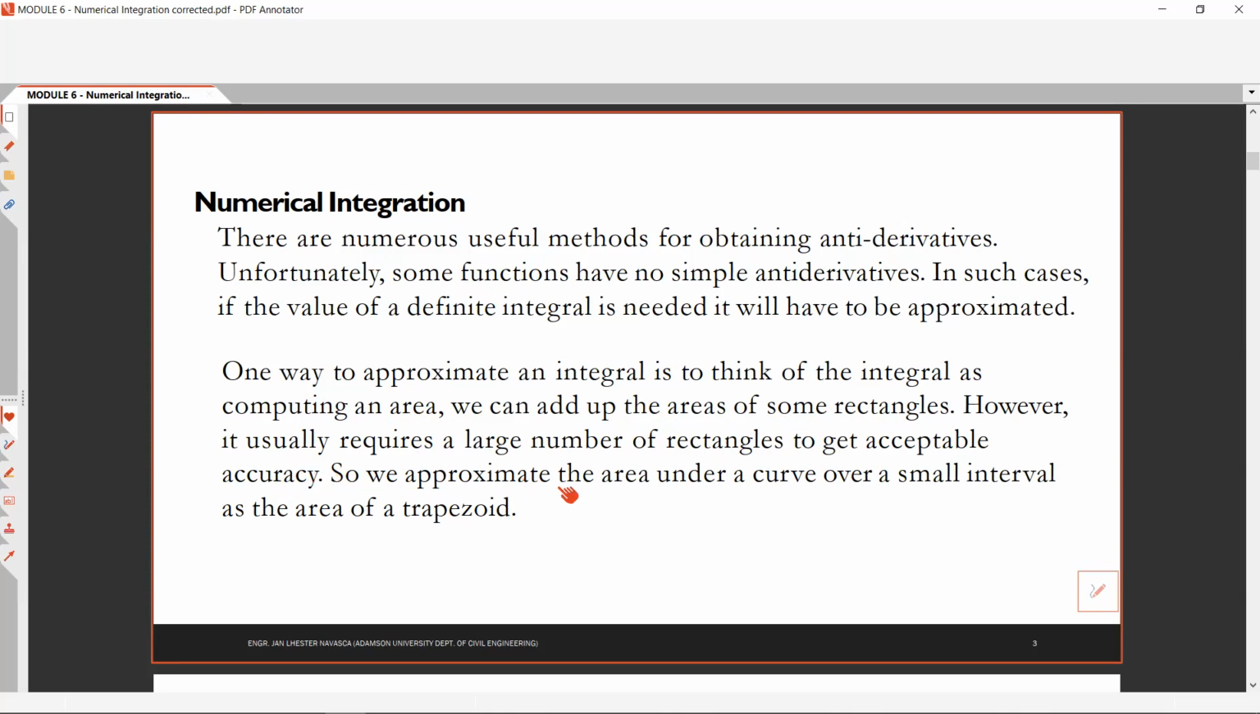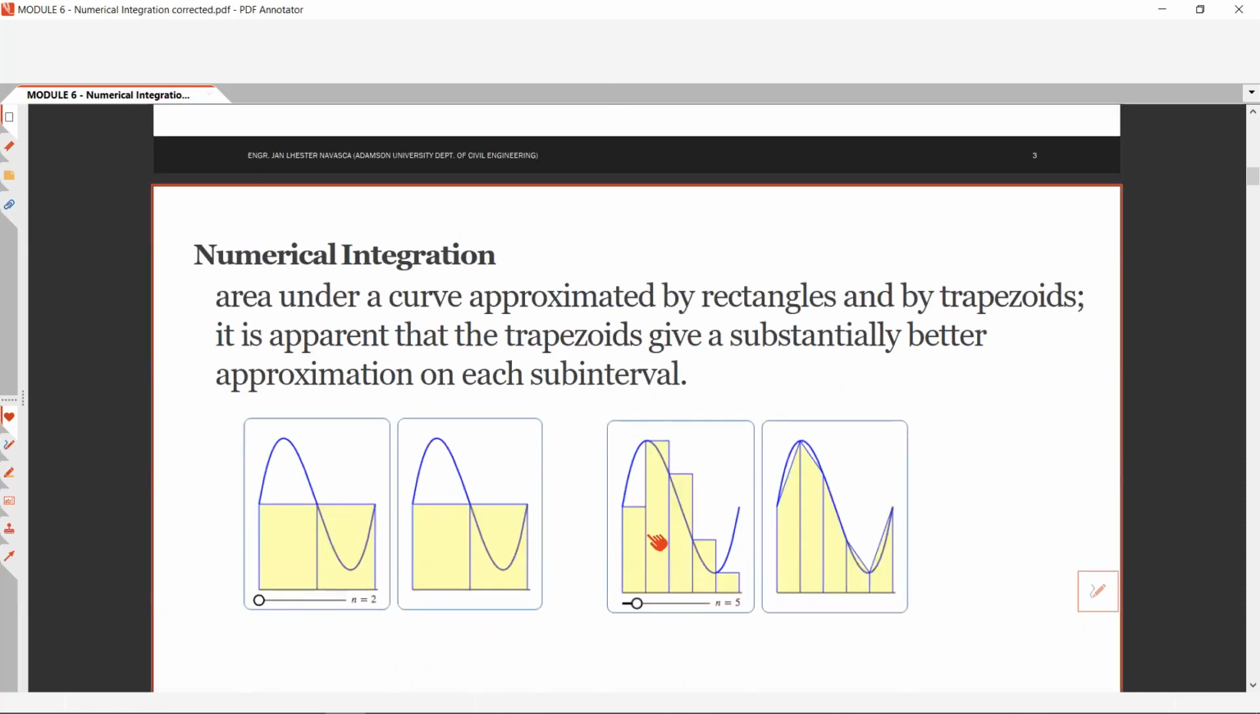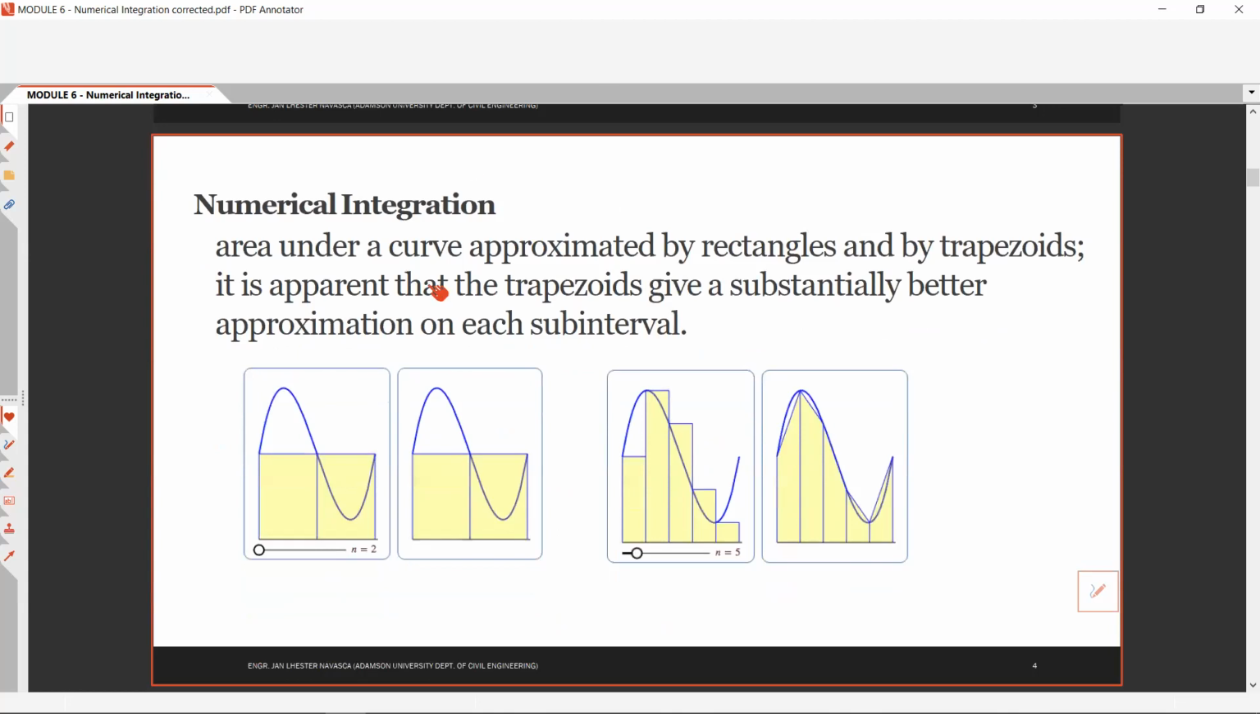So we approximate the area under a curve over a small interval as the area of a trapezoid. Okay. Sige. So for example, we have this area function. Okay? We have this function. Yan, function natin to. Okay. So for example, the area under the curve are approximated by either a rectangle or by a trapezoid. So it's up to the one who is solving for the area under the curve. So pwedeng silang mag rectangle or use a trapezoidal area.